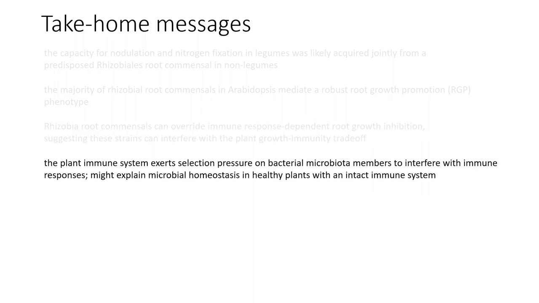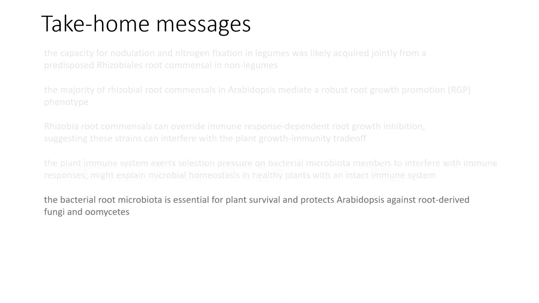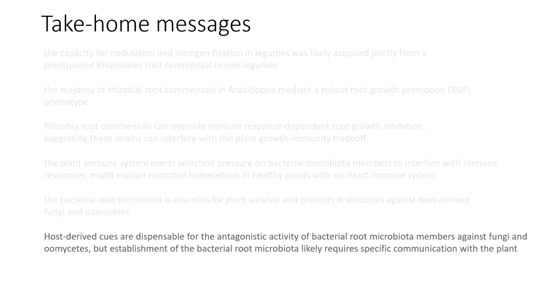The plant immune system exerts selection pressure on bacterial microbiota members. I showed you a strain-specific but pervasive trait to interfere with immune response, and this might explain why in nature healthy asymptomatic plants can actually establish microbial homeostasis in face of an intact immune system. And I think I've shown you also perhaps one of the most clear evidence that the bacterial root microbiota has a dedicated function, is essential for plant survival and protects Arabidopsis against root-derived fungi and oomycetes. Host-derived cues are dispensable for this antagonistic activity. I think it's really mainly antimicrobials produced by microbes against these fungi and oomycetes, and that explains why we can use biocontrol bacteria in field application.